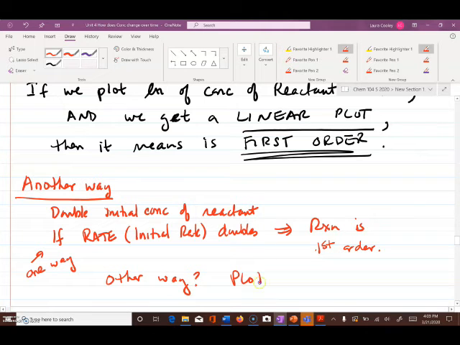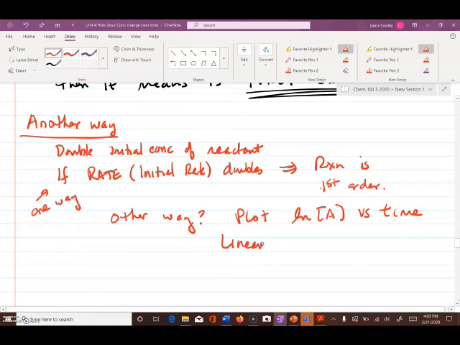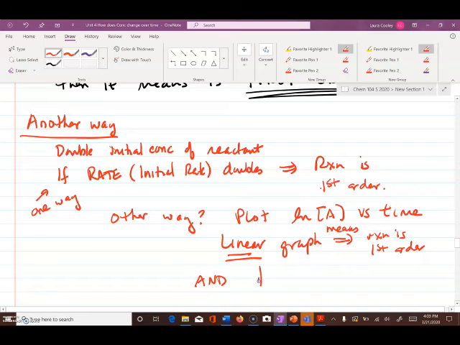The other way is you plot the log of that concentration versus time. If you have a linear graph, it means the reaction is first order. And you also get the added bonus that the rate constant is the negative of the slope. So that's a very nice thing to know, to be able to use.